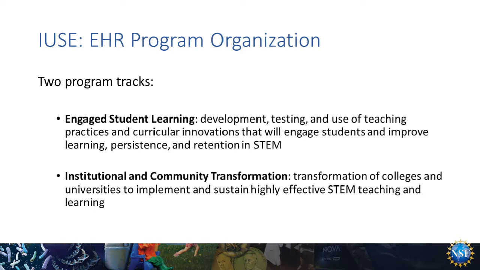The institutional and community transformation track is a little bit broad-based and broader scale, and it thinks more about the transformation of colleges and universities to help them implement and sustain highly effective STEM teaching and learning practices.